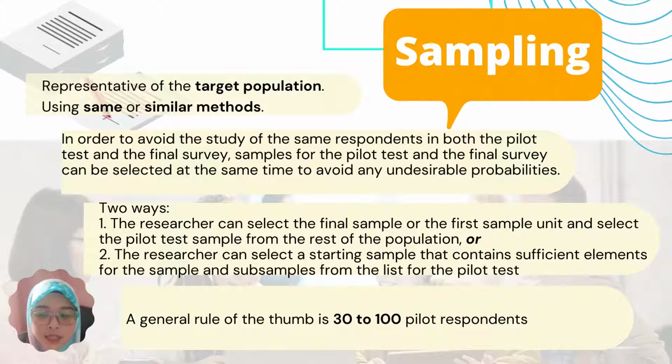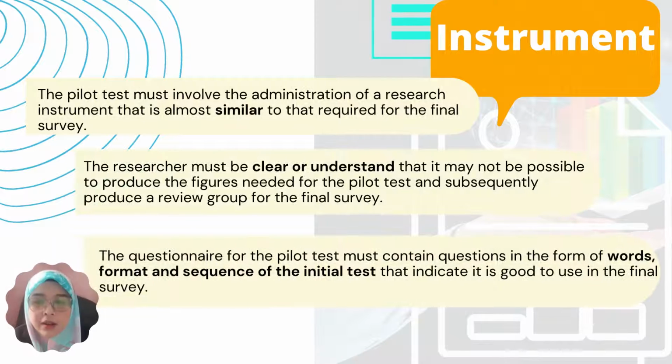The general rule of thumb is to conduct the pilot test on 30 to 100 pilot respondents. The pilot test must involve the administration of a research instrument that is almost identical or similar to that required for the final survey. If any previous data is to be used, the researcher must understand that it may not be possible to produce the figures needed for the pilot test and subsequently produce a review group for the final survey.